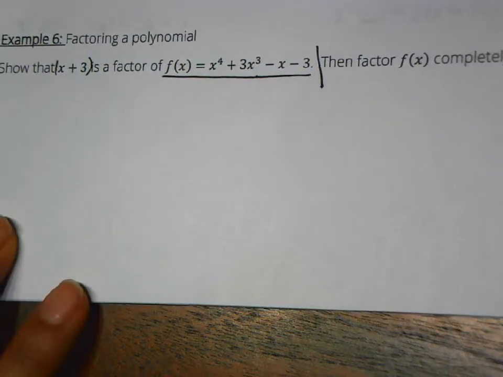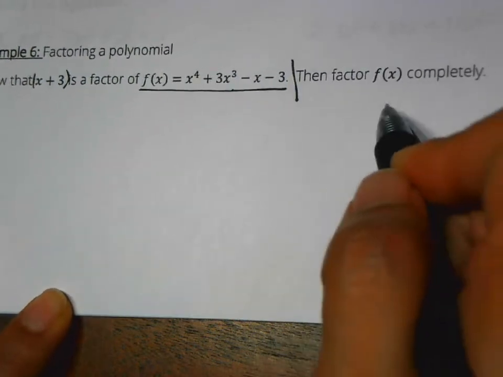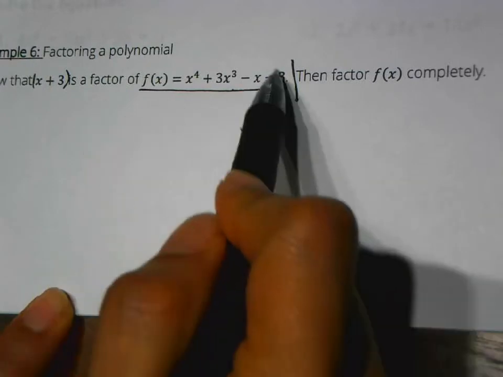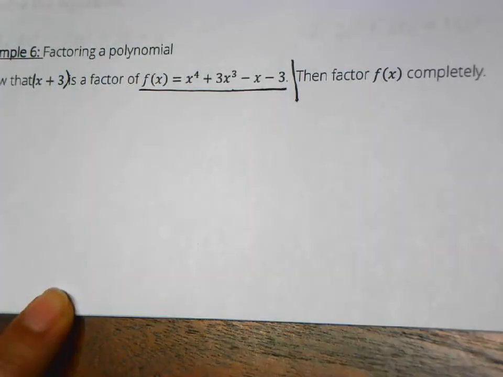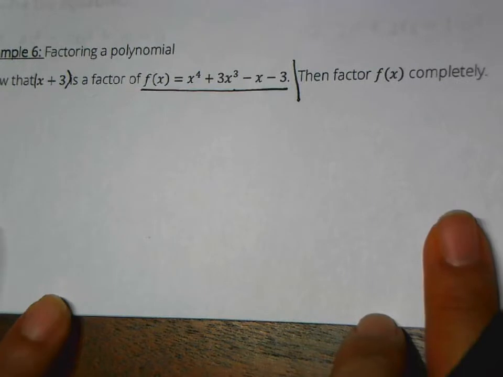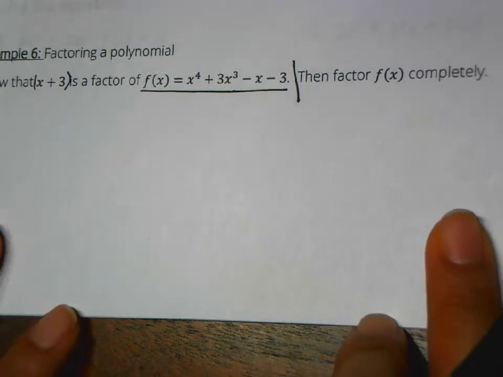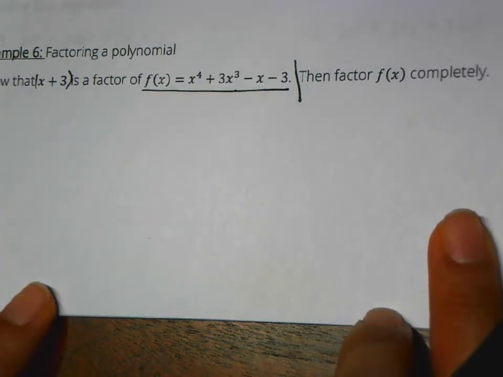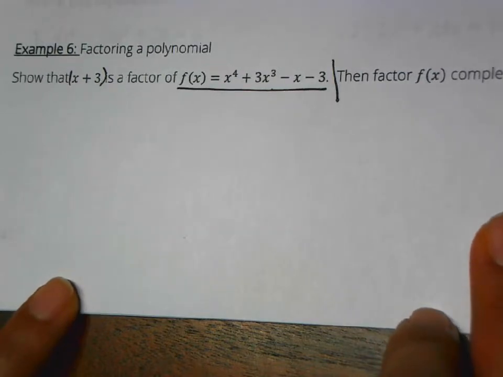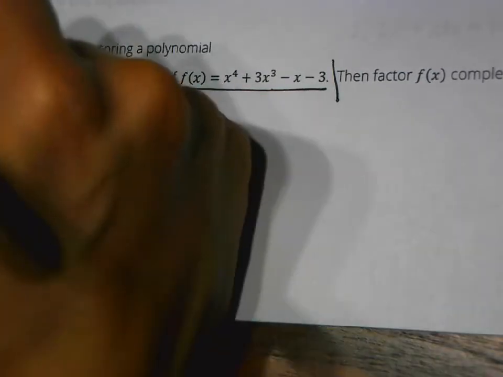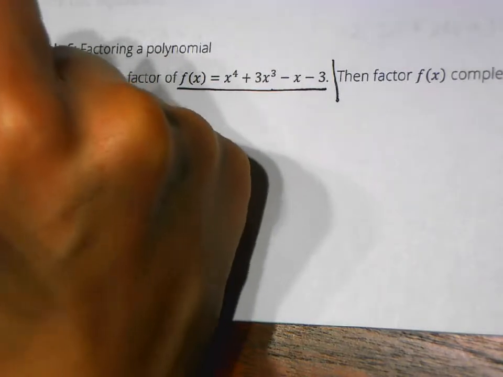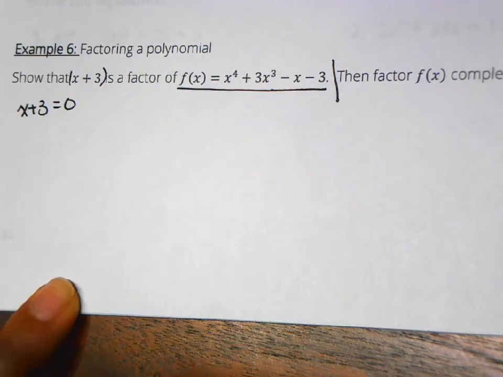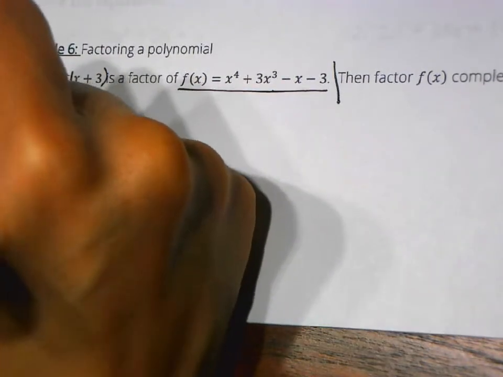After you show that it is, then factor f of x, this polynomial, completely. Well, instead of just blindly going in and trying to factor it and see if it works, we're going to make sure that it works first. So x plus 3 equals 0, x equals negative 3.